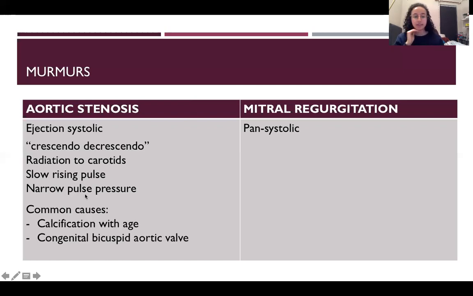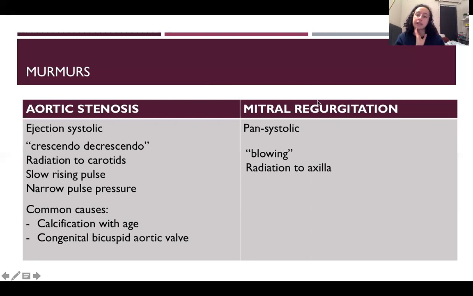Common causes of this are calcification with age and a congenital bicuspid aortic valve, just in case they ask you. Calcification with age is quite common. Also called aortic sclerosis, if you hear that. It's the same thing as stenosis. It's literally just hardening of the aortic valve.